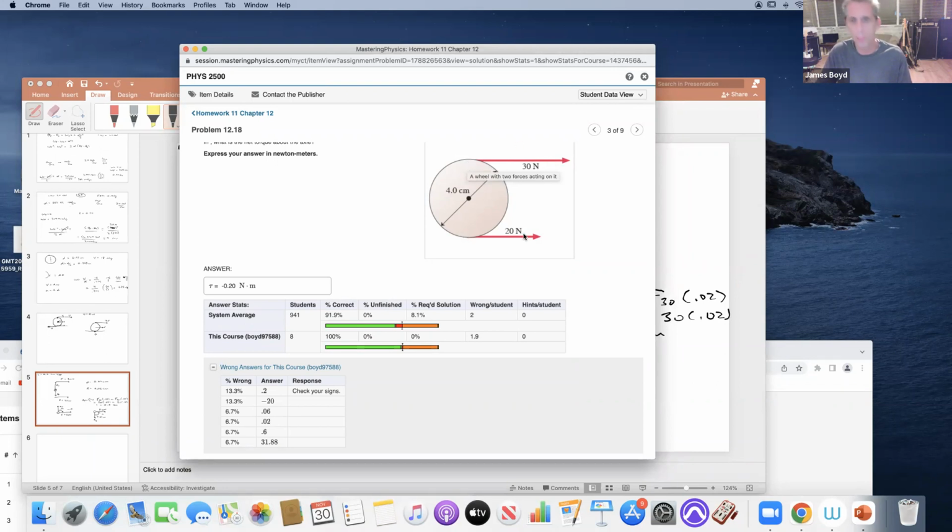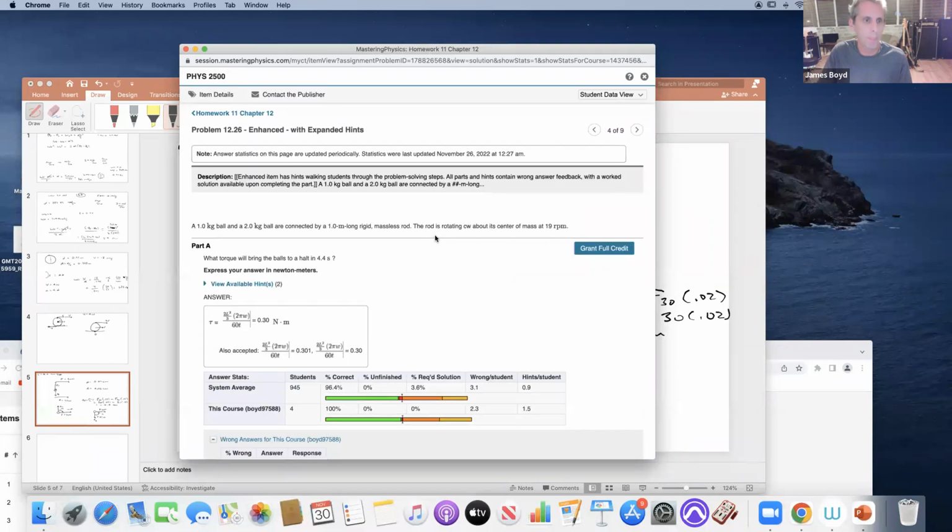R is 0.02 times 20. This one's positive because it's clockwise. All right, so that one's not too bad. Now, we have a 1 kilogram ball and a 2 kilogram ball connected by a 1 meter long rigid massless rod, and the rod is rotating clockwise, is what that means, about its center of mass.